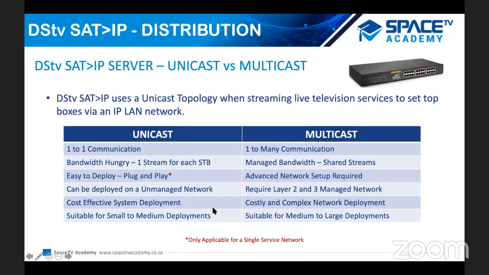So, in other words, unicast is a very cost-effective system to deploy, where multicast is costly and more complex. And obviously, unicast, because of the bandwidth limitations, although we can do various tricks to overcome it, is suitable for small to medium deployments. Also, the cost allows it for small to medium deployments, where the multicast systems are more suitable for medium to large deployments. Once again, you have managed bandwidth, but your cost of implementation is a lot higher.